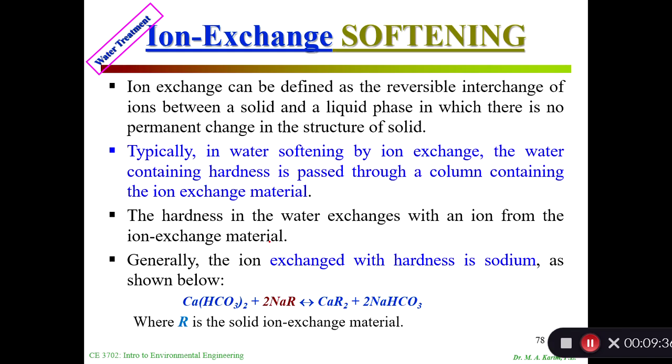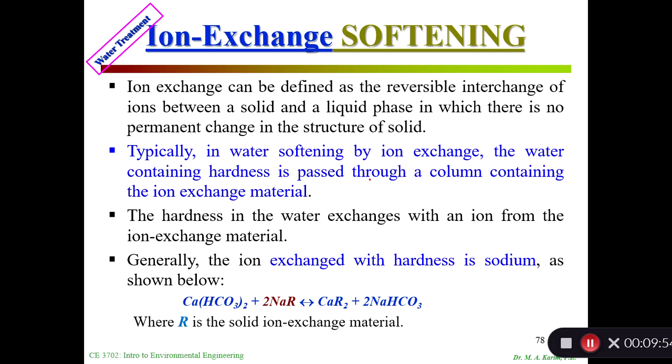Okay, the next one is ion exchange softening. Softening can be done through ion exchange. Ion exchange means we have two different ways: either an ion exchange membrane or ion exchange resin. Both are equipped with sodium, like sodium.